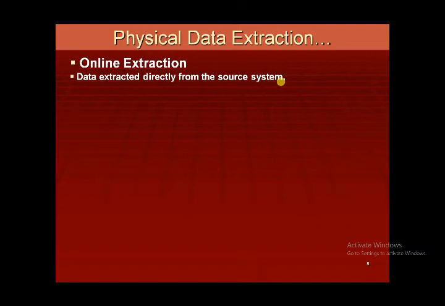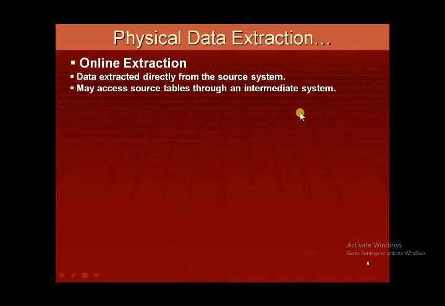What does it do? It extracts the data directly from SQL Server, because they are made by the same manufacturer. The drivers that are used to interact between different software and hardware are made by that company. So SSIS is able to directly get the data from SQL Server. So in online extraction, you extract the data directly from the source system, from the source system tables.